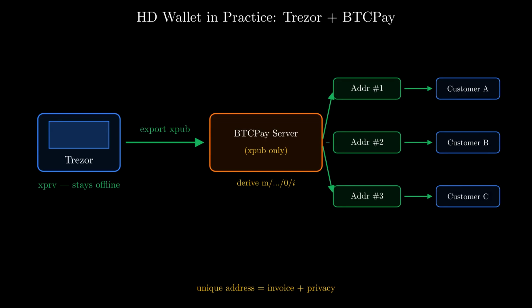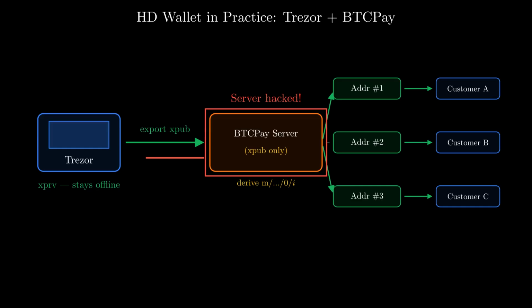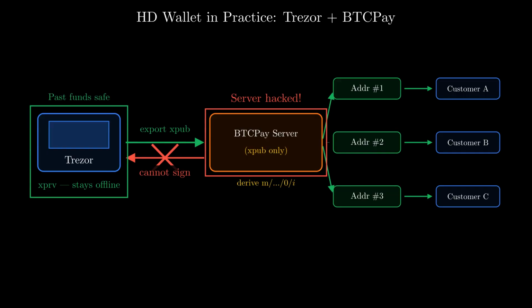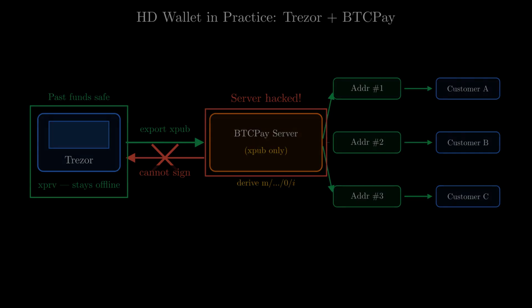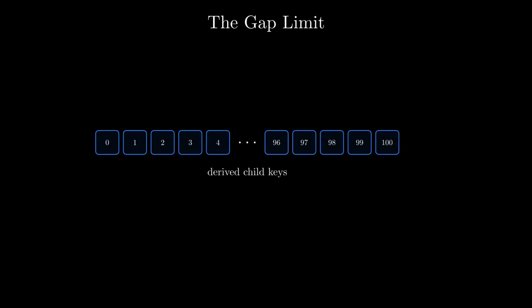Critical point, if the web server is hacked, the attacker holds only the xpub. They can redirect future payments to their own wallet, but they cannot sign, cannot move a single Satoshi already received. Past funds stay safe on the Trezor. There's a subtle failure mode hiding in this architecture. A wallet can't derive 4 billion addresses ahead of time. Scanning them all against the blockchain would take forever.